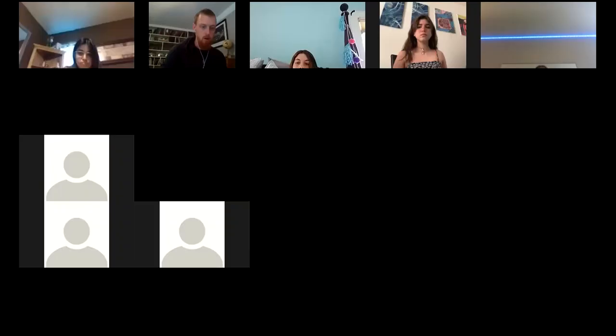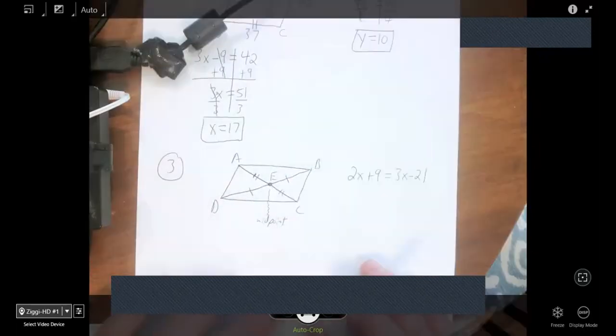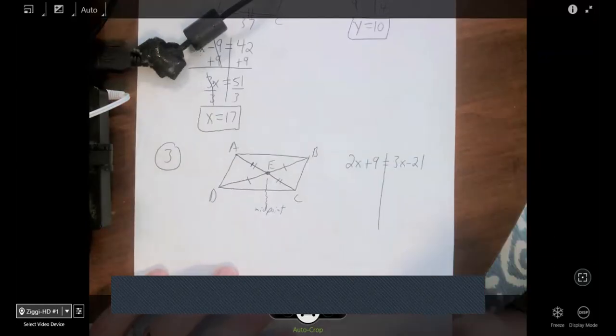So we've got parallelogram A, B, C, D again. The midpoint for both the diagonals is E. So if E is the midpoint of segment BD, then we know that 2x plus 9 is going to equal the same thing as 3x minus 21. And so now that's a pretty simple equation to solve. So as we go through more of these, if we see equations like we've solved before, we'll get started on how to set that up.